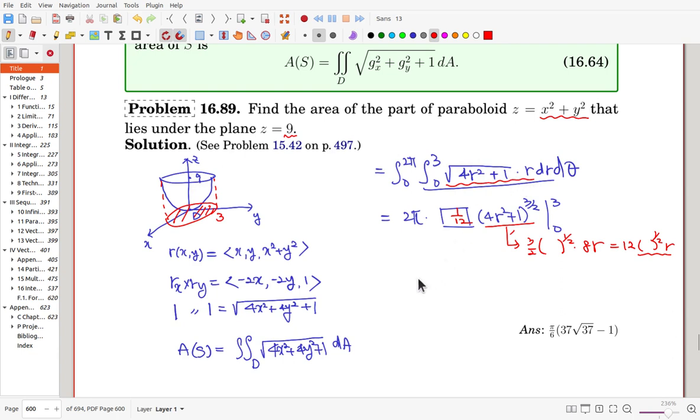So the beginning coefficient is pi over 6. Now, when r is 3, that is 36 plus 1, so that is 37. The power is 3 over 2, minus, when r is 0, that's 1. So we have this solution. That's the final answer.